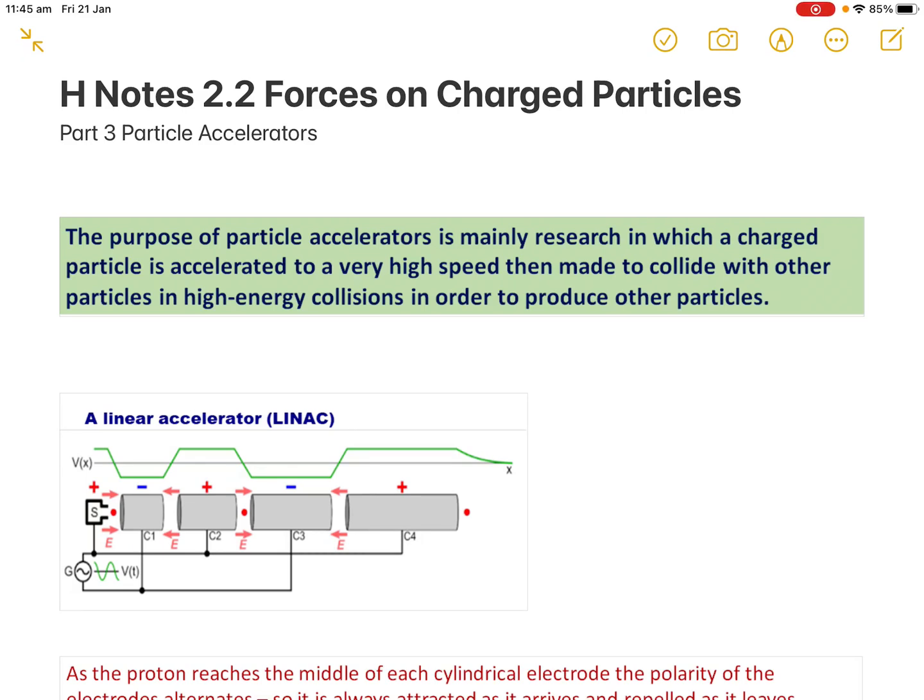Higher Physics Notes, Unit 2, Section 2, Forces and Charged Particles. In this final part, Part 3, we're going to look at particle accelerators.